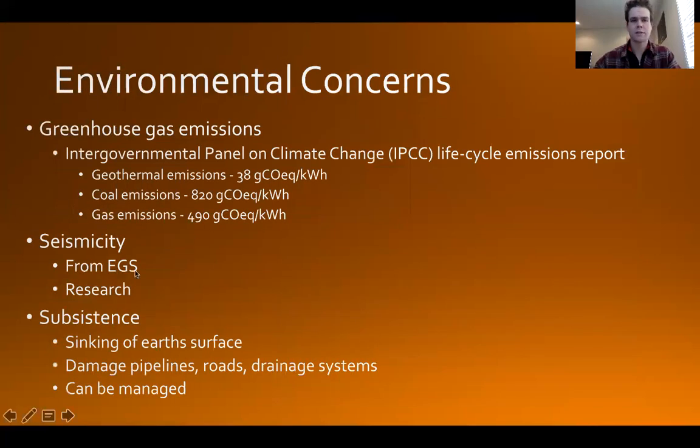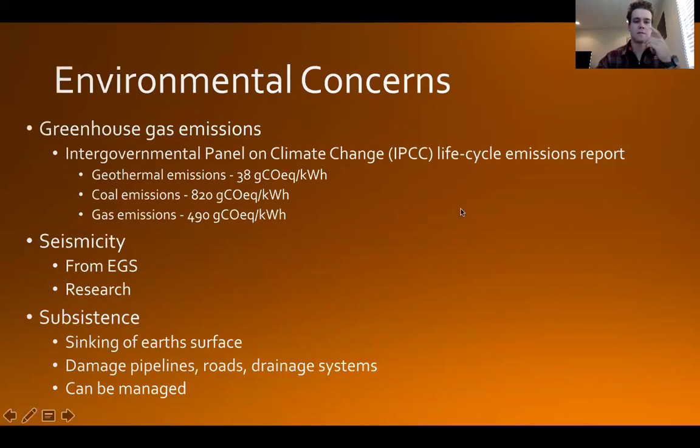So environmental concerns, I looked at three main ones: greenhouse gas emissions, seismicity, and subsidence. For greenhouse gas emissions, the Intergovernmental Panel on Climate Change created a life cycle emissions report. Life cycle emissions is basically a measure of the amount of emissions a power plant generates through their entire life cycle. So construction, operation, and the end of life waste management.